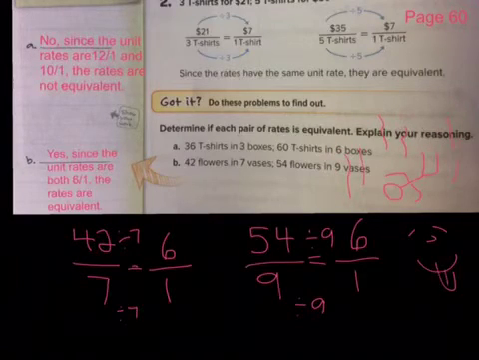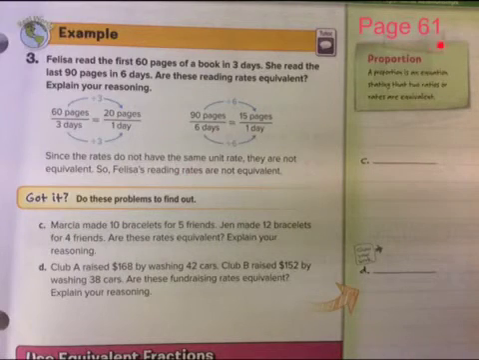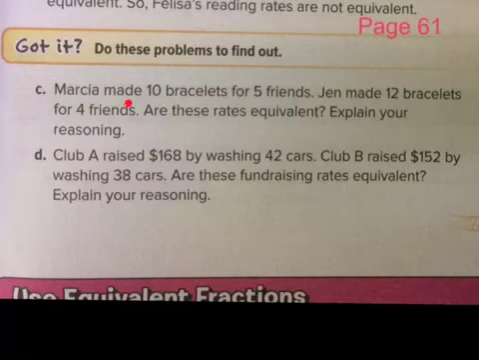Alright, boys and girls. Continuing on to page 61, we have 2 word problems here. Feel free to pause the video and take a look at the example. Okay? Also, you can look at them in your textbook. Well, let's jump right ahead to C and D. Maria made 10 bracelets for 5 friends. Jen made 12 bracelets for 4 friends. Are these rates equivalent? Explain your reasoning. Okay, let's see.